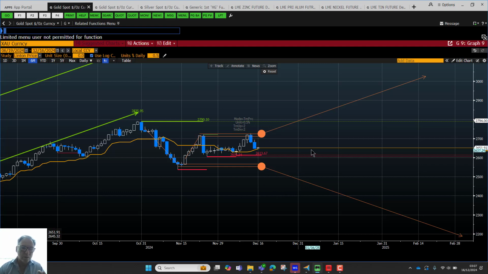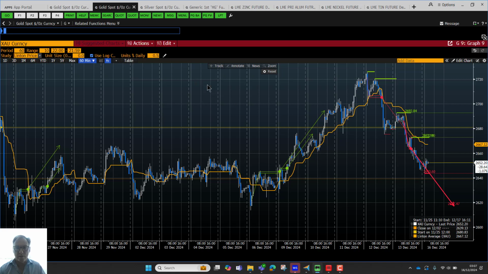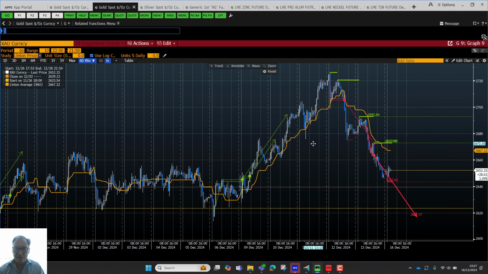So we've got this real what's going to happen, waiting for the break that will activate these targets. If we break higher, this orange target will turn to green. If we break lower, this orange target will turn to red. So really quite key there. And of course, you can look at the shorter term charts. This is the 60-minute chart.